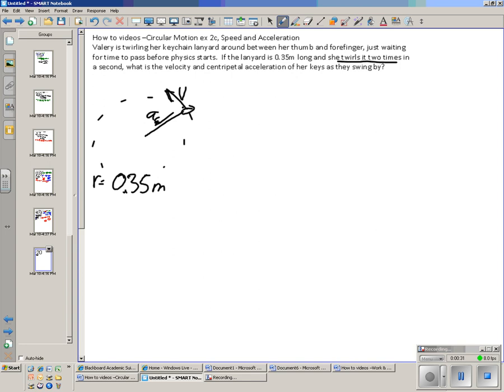Well, it says twirls it 2 times in a second. So 2 twirls per second. That's the number of events per time, which means this is a frequency. So it's important to think about this before we just start plugging stuff in. We've got to figure out if it's a period or frequency. So it is good that we double check this.